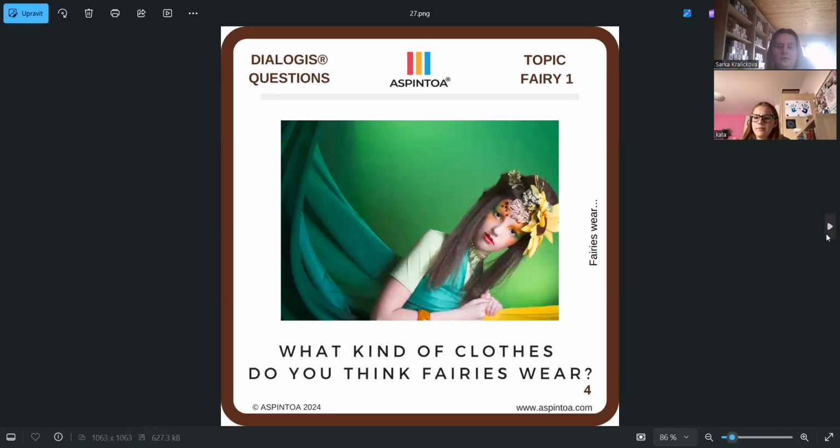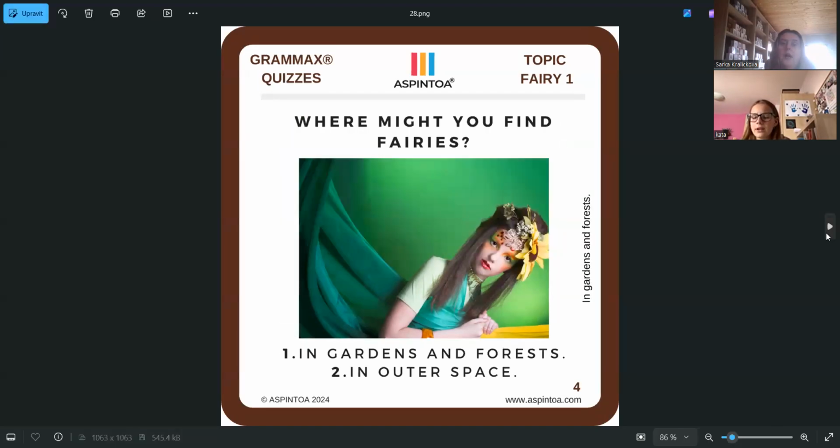What kind of clothes do you think fairies wear? I think fairies wear beautiful dresses. Yeah, with glitter, sparkles, right? Okay. Where might you find fairies? In gardens and forests, or in outer space, so in the universe? I can find them in gardens and forests.